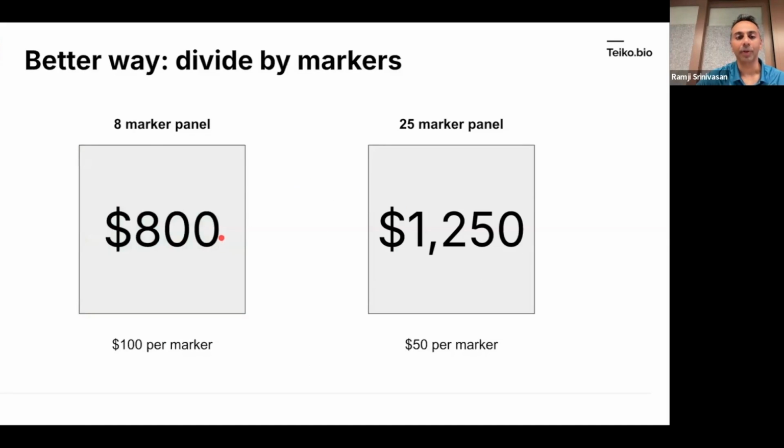So let's take dividing by markers. $800 divided by 8 gets you to $100 per marker. $1,250 divided by 25 gets you to $50 per marker. By this measure, the 25-marker panel offers a better value on a per marker basis. But even this approach misses resolution.